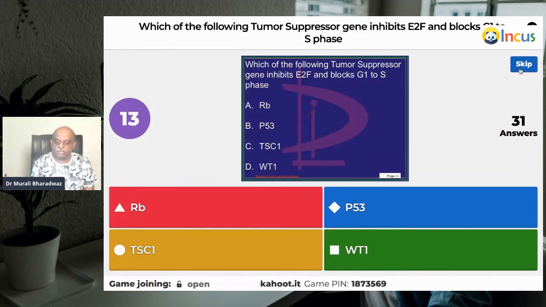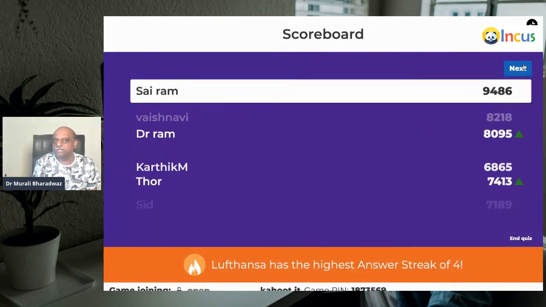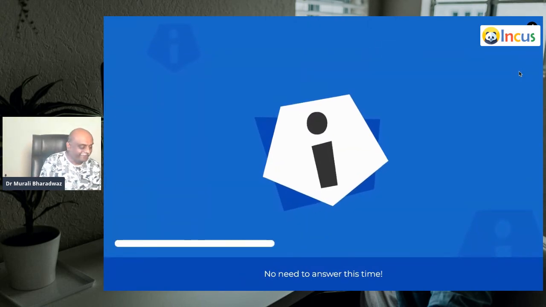Yes, doctor. Punch, punch, punch. 19 of you are correct. RB gene, the retinoblastoma gene, is a tumor suppressor gene that inhibits the E2F and blocks the G1 to S phase, is what you need to remember. Very good. That keeps Sairam floating on the top. Let us see who is going to become the winner.